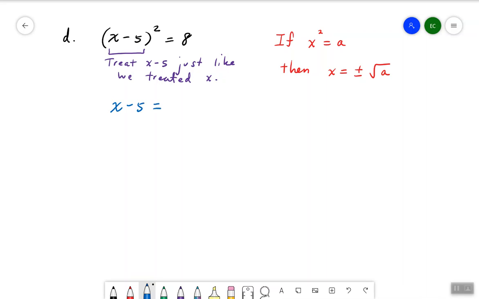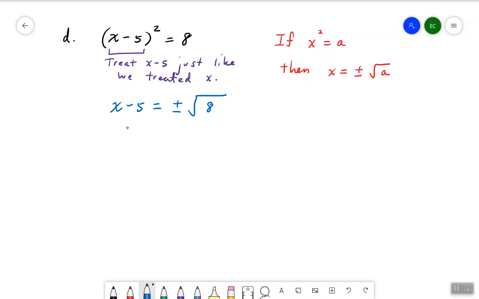x minus 5. We insert two things on the right. First a plus or minus, and then a square root. And then, of course, that goes over the value that we had on the right, which was 8. And so that's a great step to be able to take. That's a really important idea when we get to the next method called completing the square. Okay, so let's go ahead and finish this.